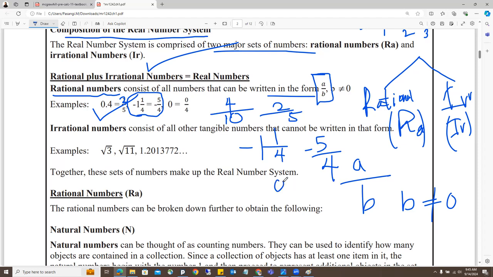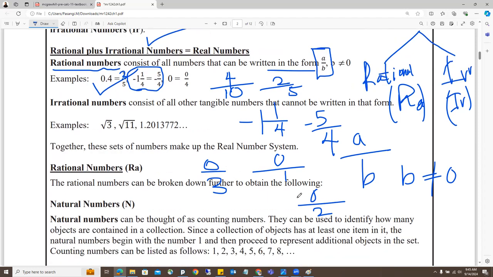And for the third one, zero. Zero can be 0 divided by 1, 0 over 2, 0 over 3. So the numerator can be 0, but the denominator should not equal 0. Why? If the denominator equals 0, what will happen? If we divide any number by 0, we get infinity. Infinity means it's not defined.